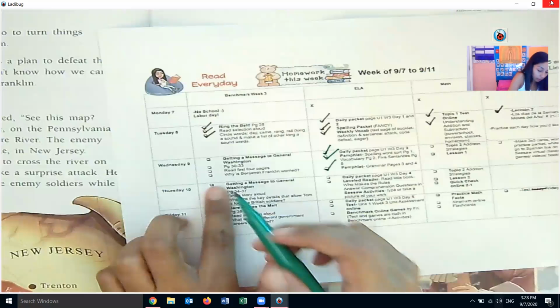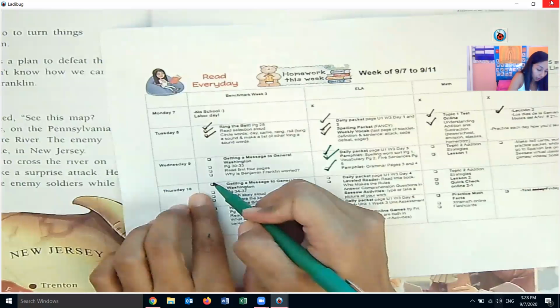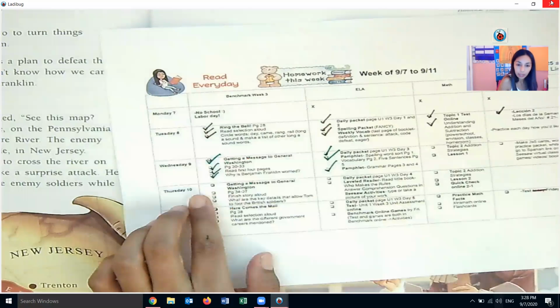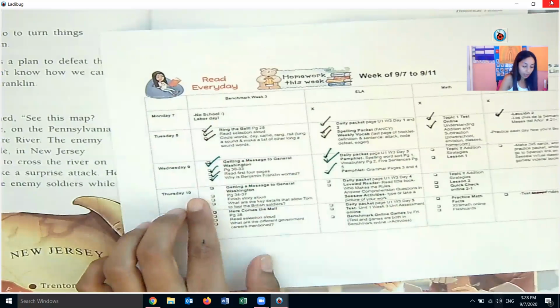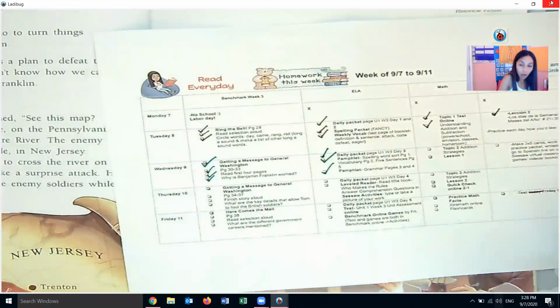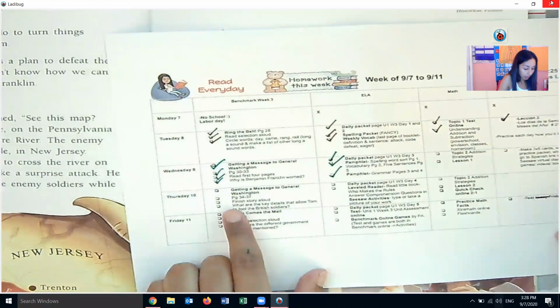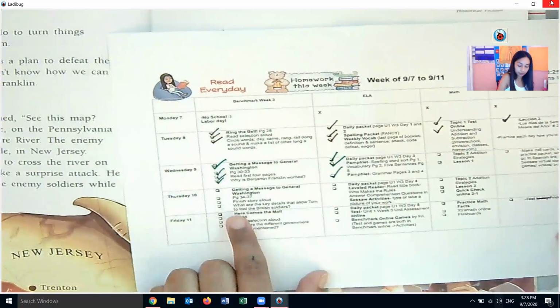So I get to cross off. I thought it's 4 checkoffs, but it's just one. Really rereading it, or I guess 2. Rereading it and then doing that annotation of why is Benjamin worried. And tomorrow we'll finish the story and then answer the next question.